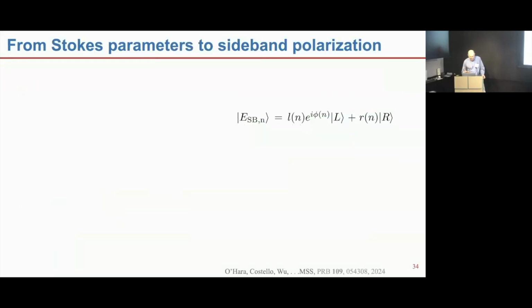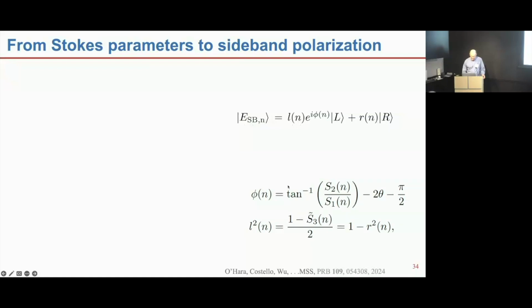Now, those aren't so intuitive, but we can go from those Stokes parameters to sideband polarization if we express the sideband photon in the basis of circularly polarized left and right states. Then there's going to be an amplitude, a relative phase, and an amplitude for each of these. And this phi is the inverse tangent of the ratio of two of these Stokes parameters, and this L squared is (1 minus S3) over 2.